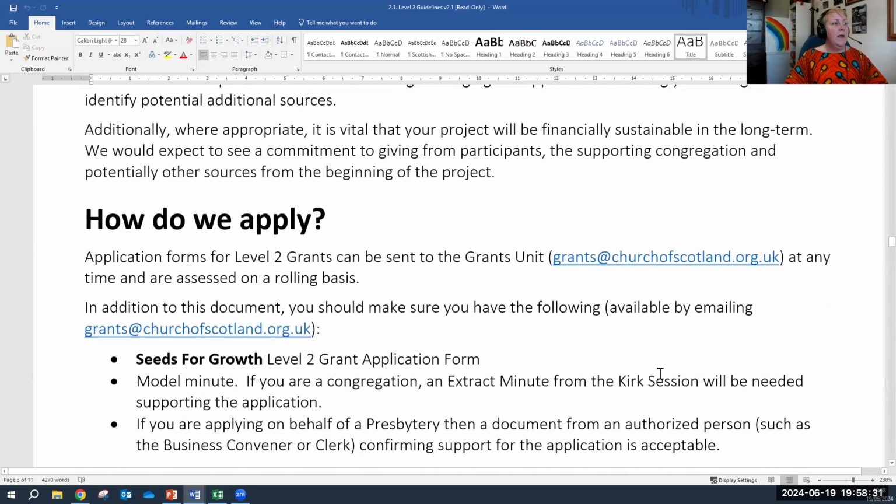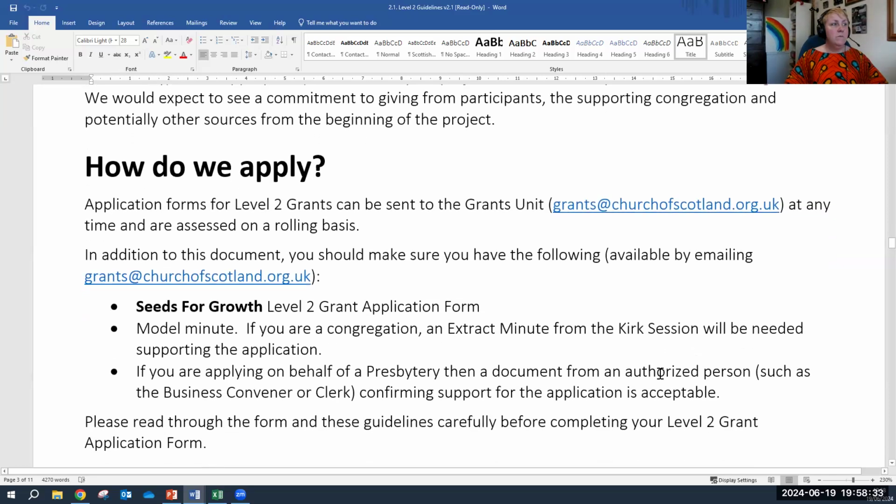How do we apply? The same as before, you email us, we send you the application form. And as before, we need a minute if you're a congregation, or we need somebody from presbytery to say, yes, I know about this. And then if you're a presbytery applying, then we need an authorized person such as a business convener or a clerk confirming that, yes, we support this application. Okay.